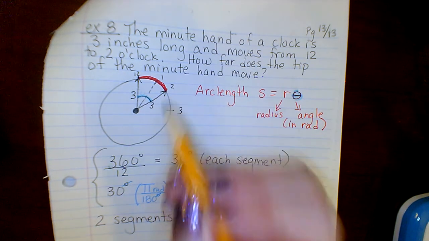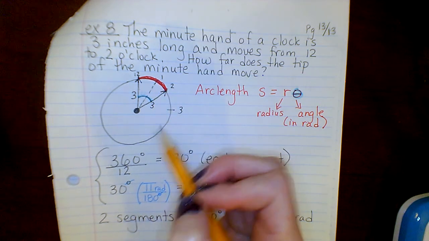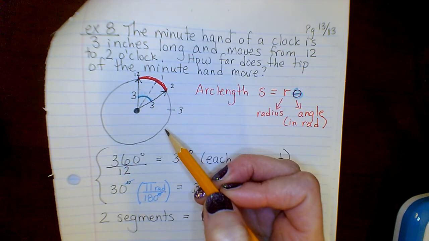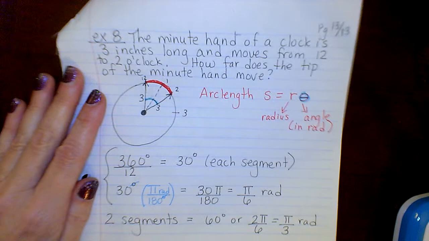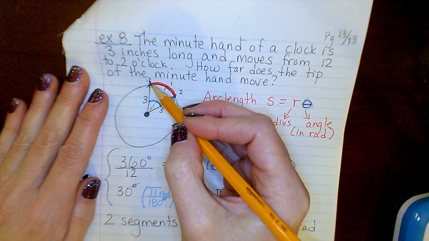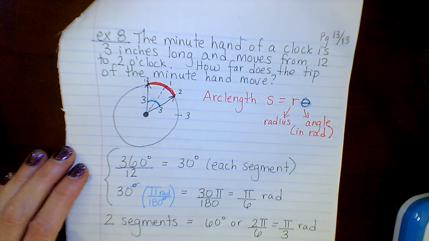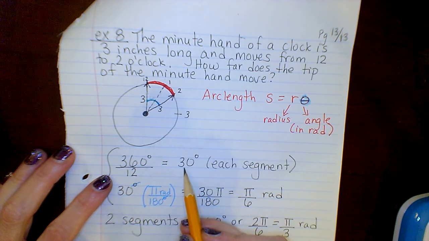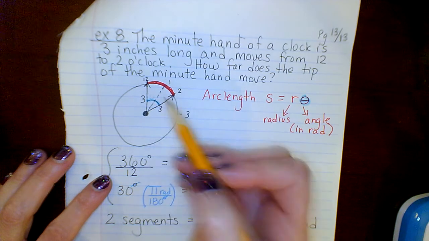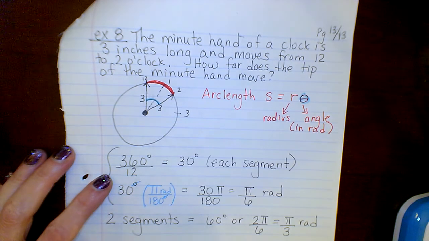All right, well, let's think about this. On a clock, these segments are all equidistant. They're all the same distance away from each other. So we know that from 12 all the way back around to 12 is 360 degrees. So if I split that into 12 pieces, that means each segment is 30 degrees. So like going from 12 to 1, 30 degrees. 1 to 2, 30 degrees. 2 to 3, 30 degrees. See what I'm saying?